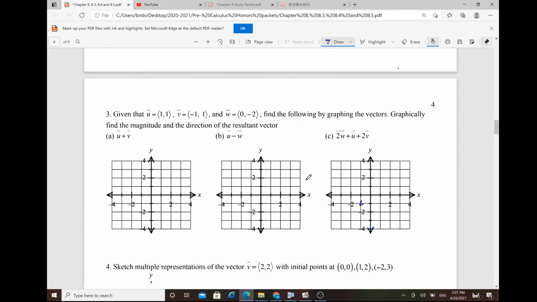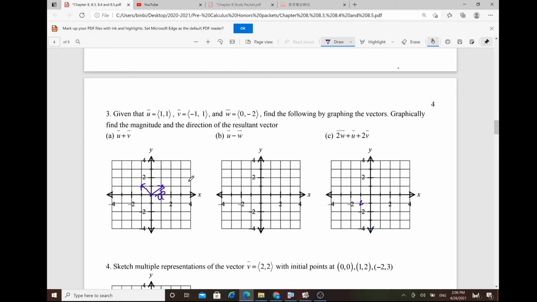And now let's see, what about the rest of this? Given that vector u is 1, 1, vector v is -1, 1, and vector w is 0, -2, find the following by graphing the vectors. Find the magnitude and the direction of the resulting vector. So one thing at a time, let's start off with vector u plus v. So we got 1, 1, so let's start out with the individual vector, vector u, and then just label it. And then vector v, -1, 1, going this way.